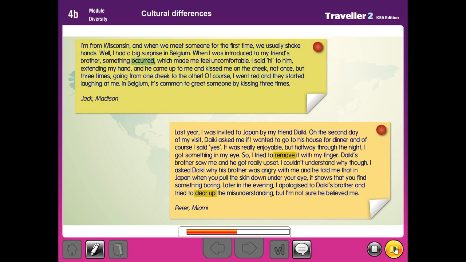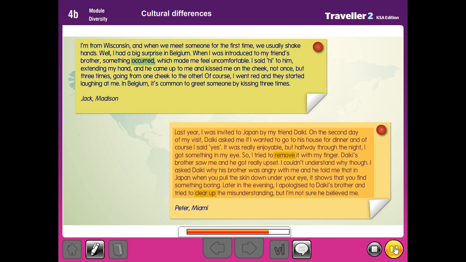Last year I was invited to Japan by my friend Daiki. On the second day of my visit, Daiki asked me if I wanted to go to his house for dinner, and of course I said yes. It was really enjoyable, but halfway through the night I got something in my eye. So I tried to remove it with my finger. Daiki's brother saw me and he got really upset. I couldn't understand why though.